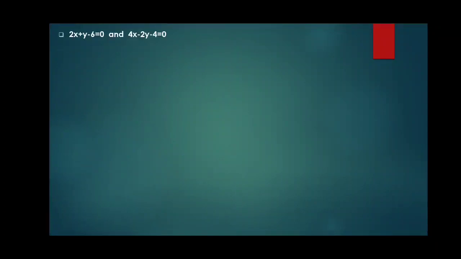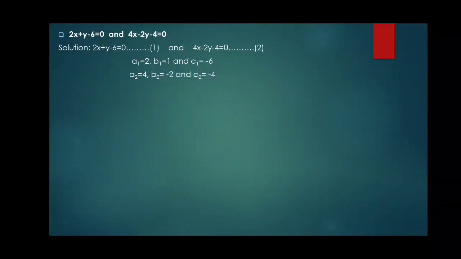Moving to the third set of equations, that is 2x plus y minus 6 is equal to 0 and 4x minus 2y minus 4 is equal to 0. So given 2x plus y minus 6 is equal to 0 is equation 1 and 4x minus 2y minus 4 is equal to 0 is our second equation. Writing the coefficients from the first equation, a1 is equal to 2, b1 is equal to 1 and c1 is minus 6. Similarly, a2 is equal to 4, b2 is equal to minus 2 because we have minus 2y, and c2 is equal to minus 4.